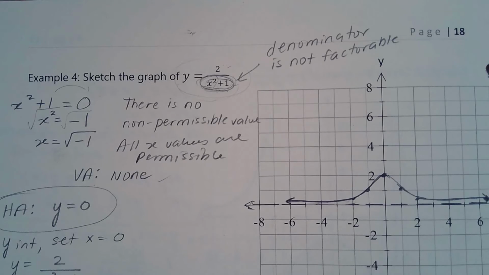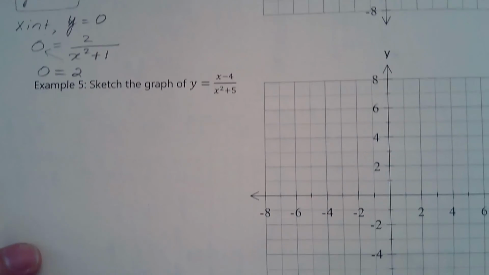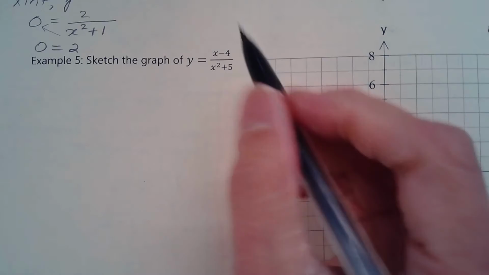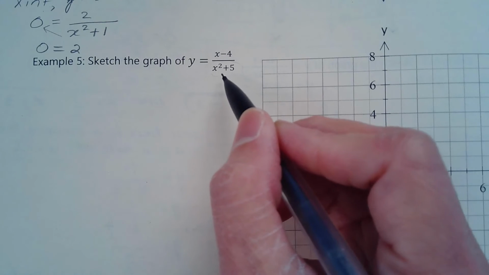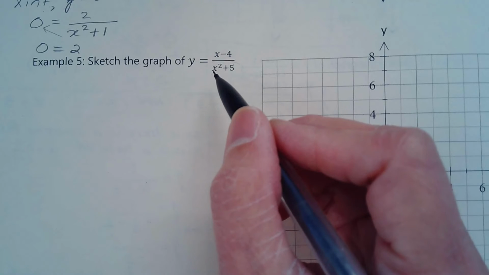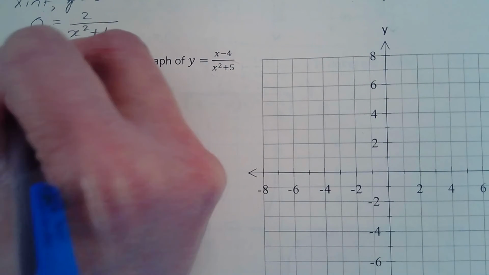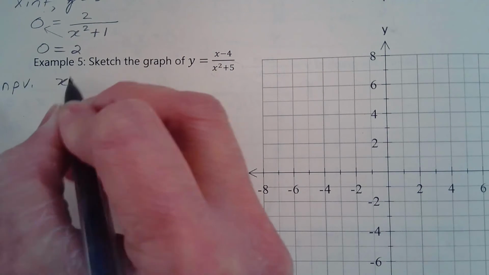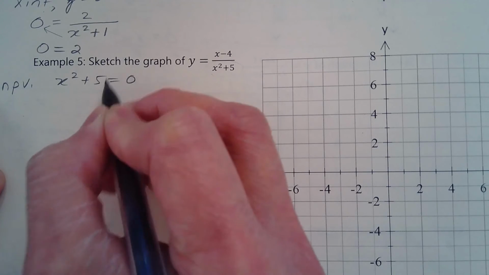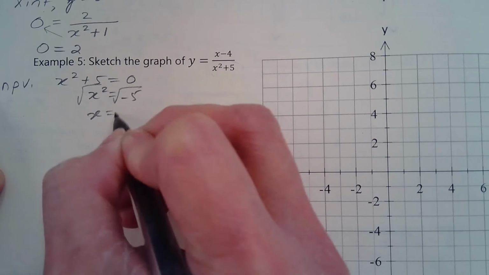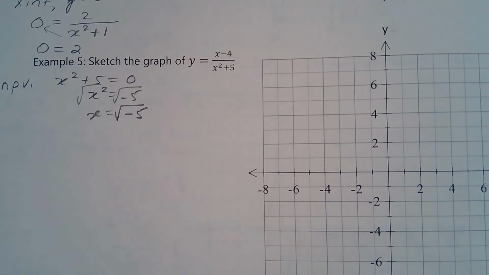Good. And let's take a look at the last one. The denominator will always be positive in this one. Okay, is there anything that will make the denominator 0? No, nothing, right? So let's just kind of show that non-permissible value. x squared plus 5 equals 0. So x squared equals negative 5. Take the square root. x equals the square root of negative 5. So there's no solution there.